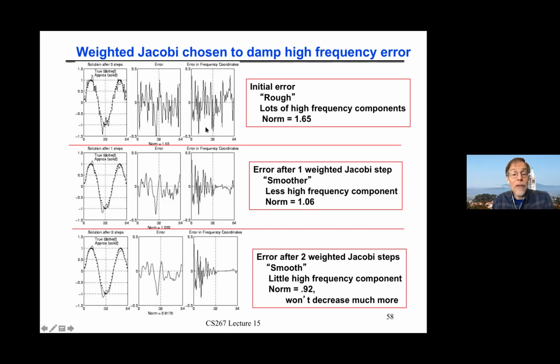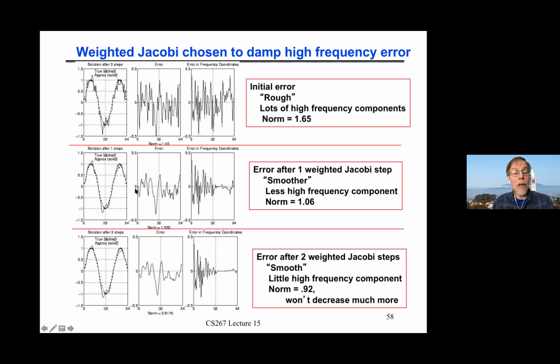The horizontal axis is no longer mesh points, it's frequency. So here's the high frequency error, and there's the low frequency error. You can see that there's error in the low frequencies and the high frequencies. It's jaggy, sort of indistinguishable from that. And how big is the error? It's about 1.65 in norm. So let me take one step of the smoother and look at the error again.